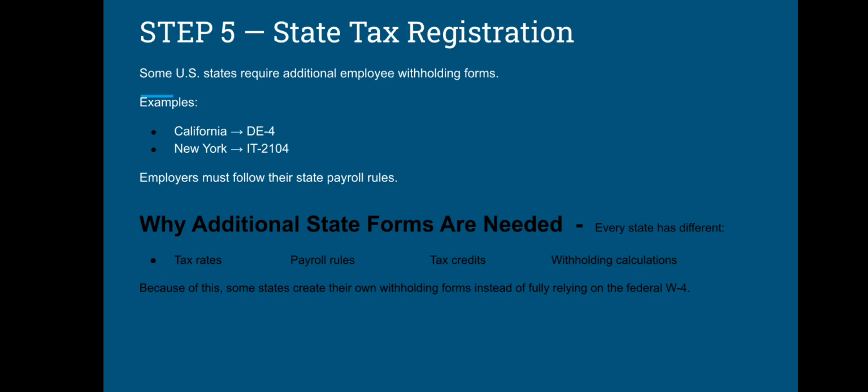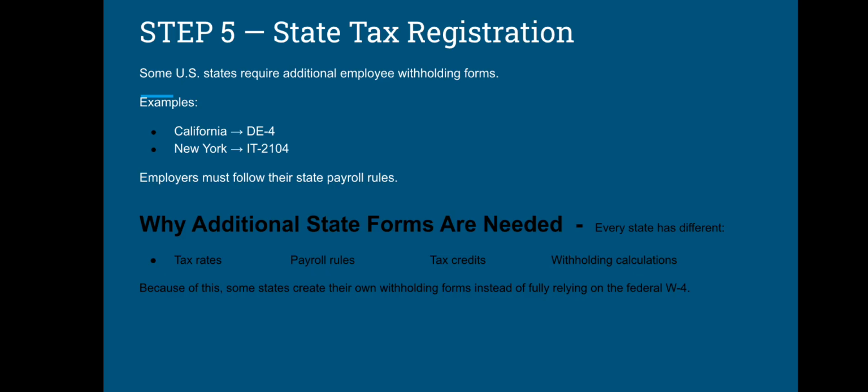Why are additional state forms needed? Every state has different tax rates, payroll rules, tax credits, and withholding calculations. Because of this, some states create their own withholding forms instead of fully relying on the federal W-4. So federal taxes are different and state taxes are different. That's why the employer has to submit different forms.